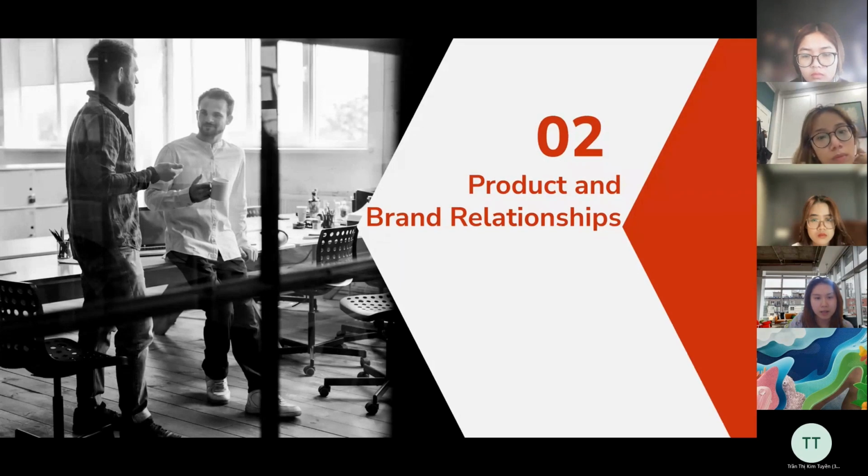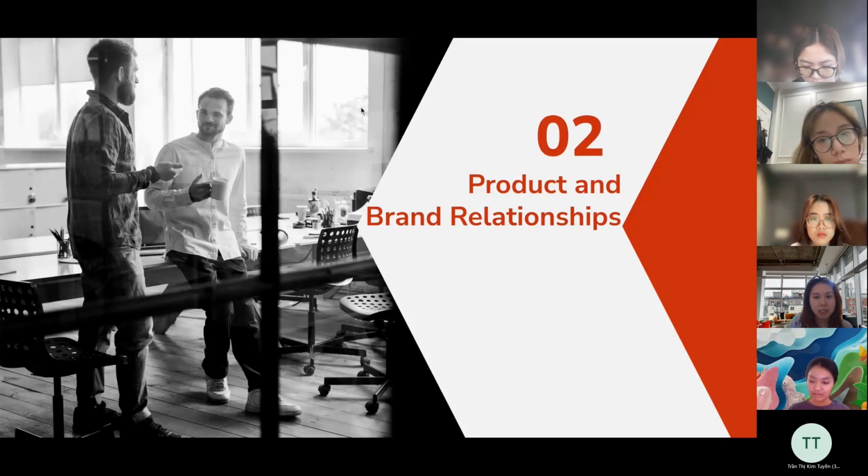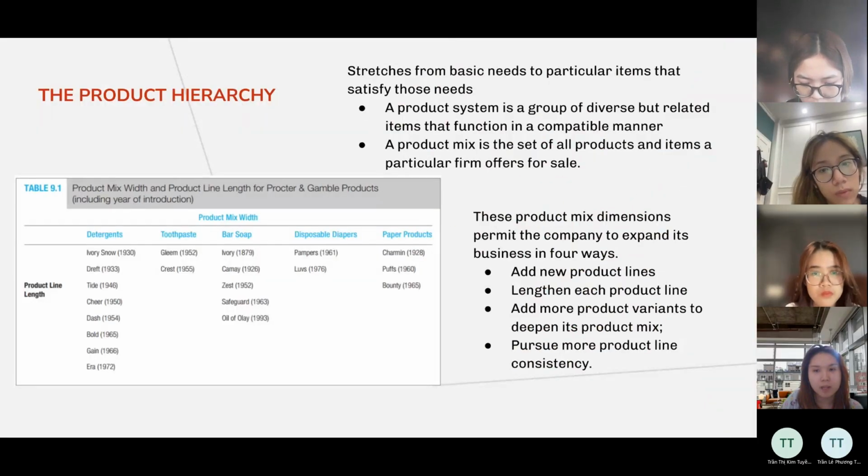My name is Unang, and I will present about the product and brand relationships part. First, we will talk about the product hierarchy. The product hierarchy stretches from basic needs to particular items that satisfy those needs. A product system is a group of diverse but related items that function in a compatible manner. A product mix is the set of all products and items a particular firm offers for sale.